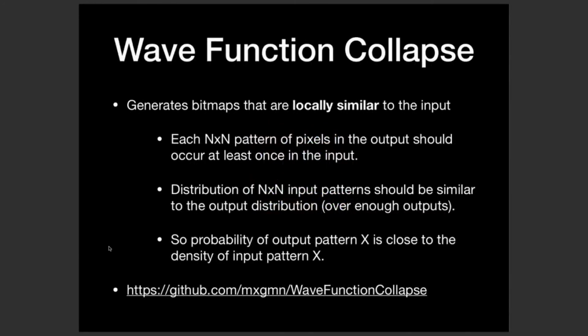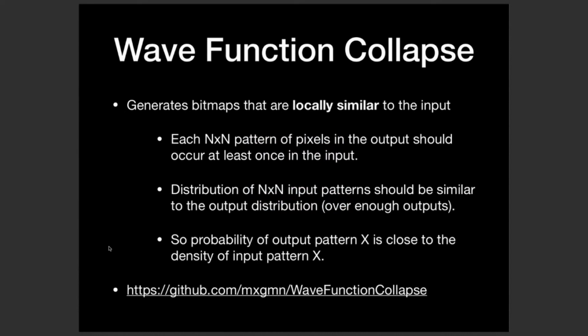Right. So once you've done that kind of scan, you've now got this collection of 3x3 grids. For example, you can choose a different grid size. Each of them corresponds to a pattern, right? So what wave function collapse is going to do is get you a new image which has a similar distribution of these little patterns, right?